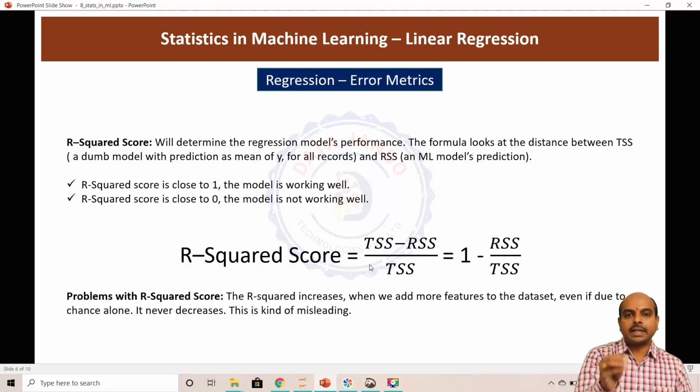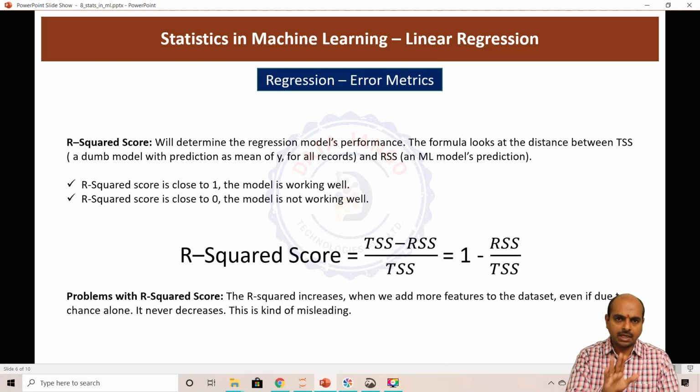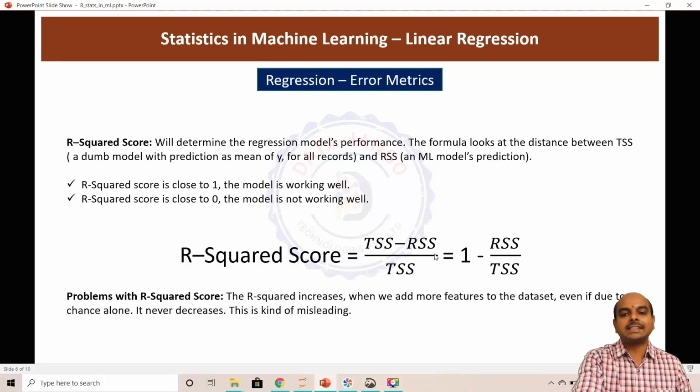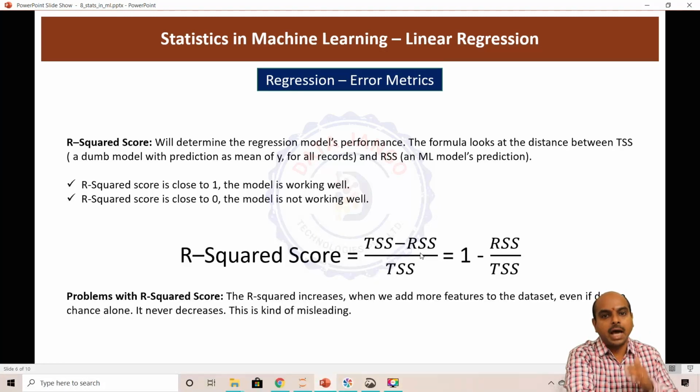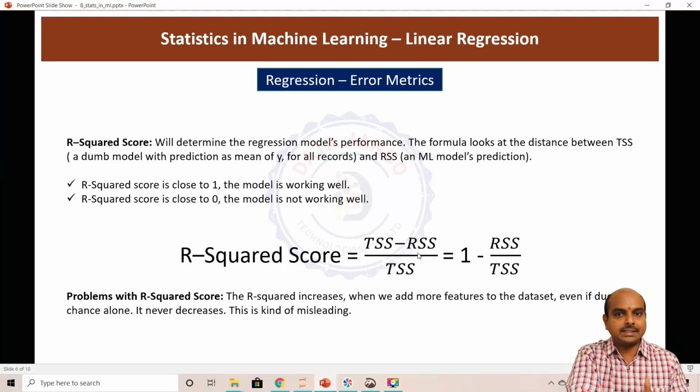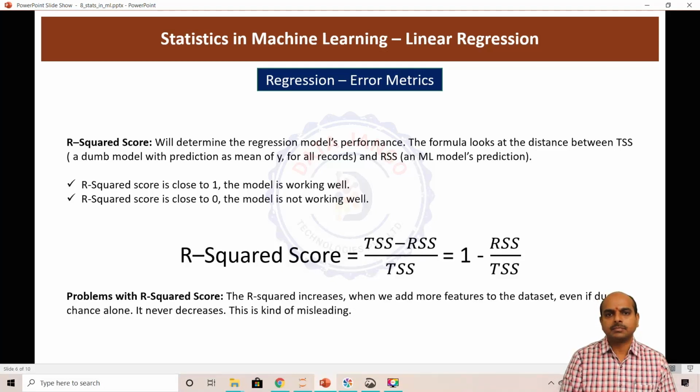R-square score can be negative. Generally it is not, but it can be. When will it go negative? When RSS is greater than TSS, it goes negative. When RSS is too big compared to TSS, that means the model is not working well at all. So that is the R-square score.